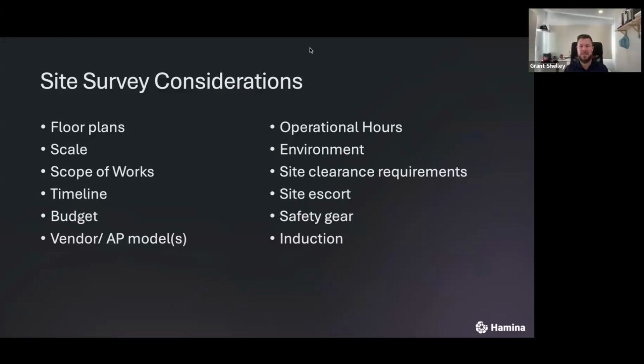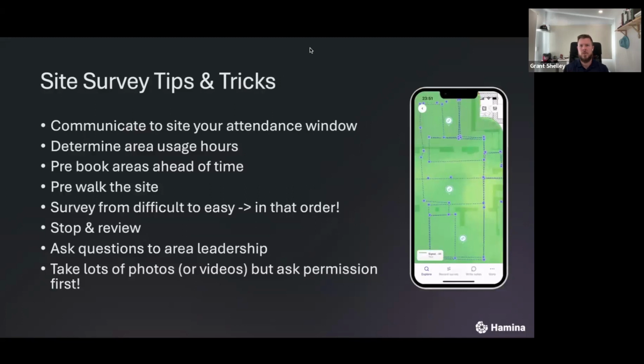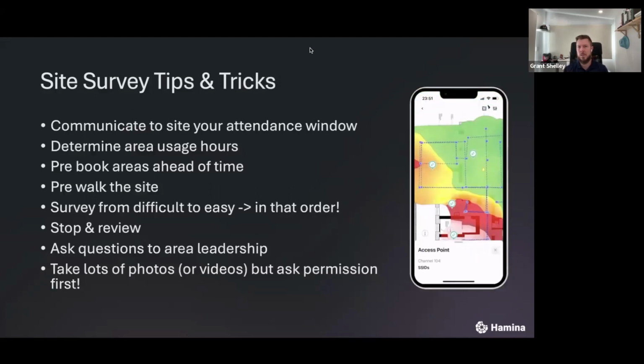Yeah, that's good. Sometimes with safety gear, it will be required. Like you need to wear steel cap boots, or you need to have a hard hat, things like that. Or you may need to be wearing a high vis because you're a contractor as well. So just a couple of tips and tricks that I found.